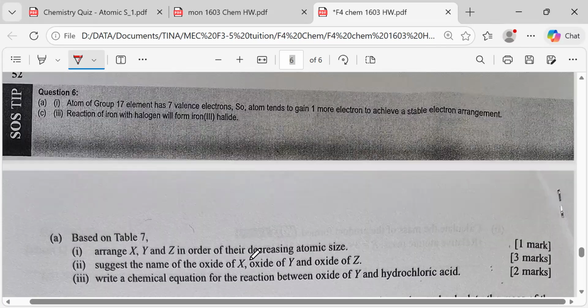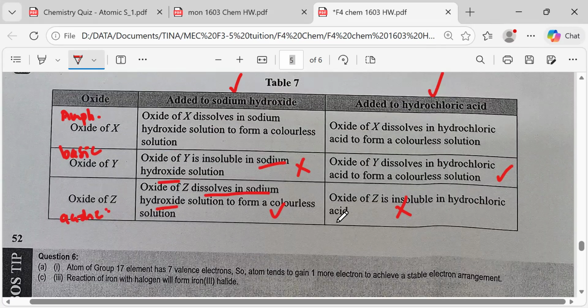Arrange in order in decreasing atomic size. That means who is at the left? It's metal and then non-metal, right? Who is at the left? Who is here? What's your Y first?